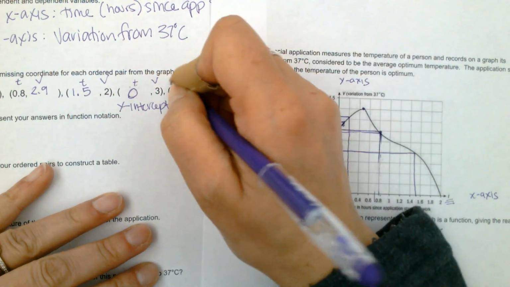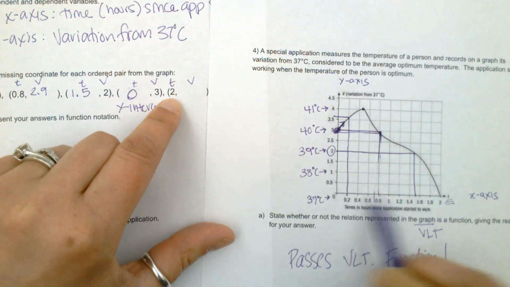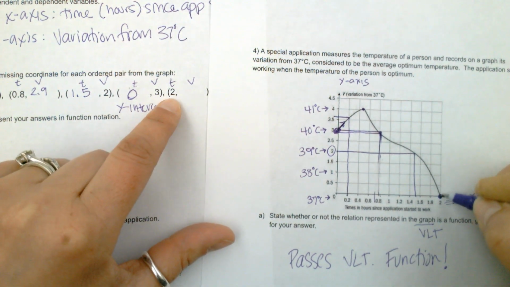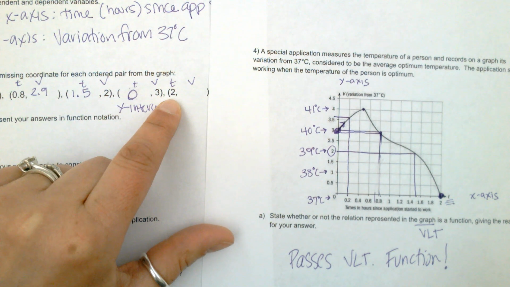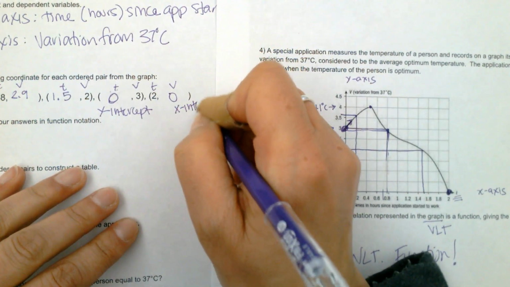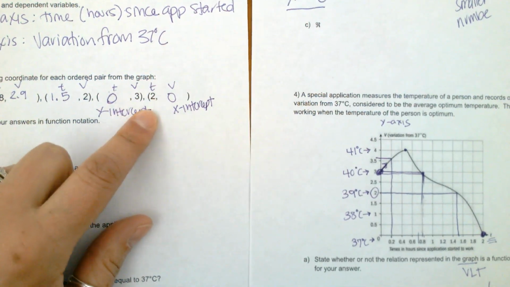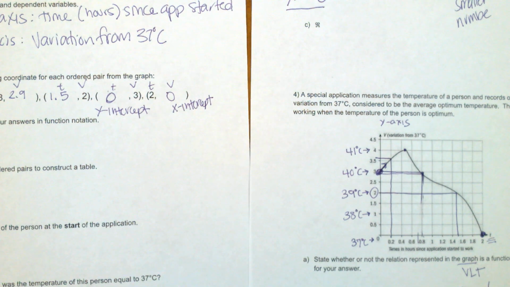All right, and the last one, T and V. We have given T, so we go to the X here. We're going to look at 2. Oh, look at that. We don't go anywhere on the Y. So V is 0. This is actually our x-intercept. When you notice that one of these is going to be 0, it's one of your intercepts. Okay.